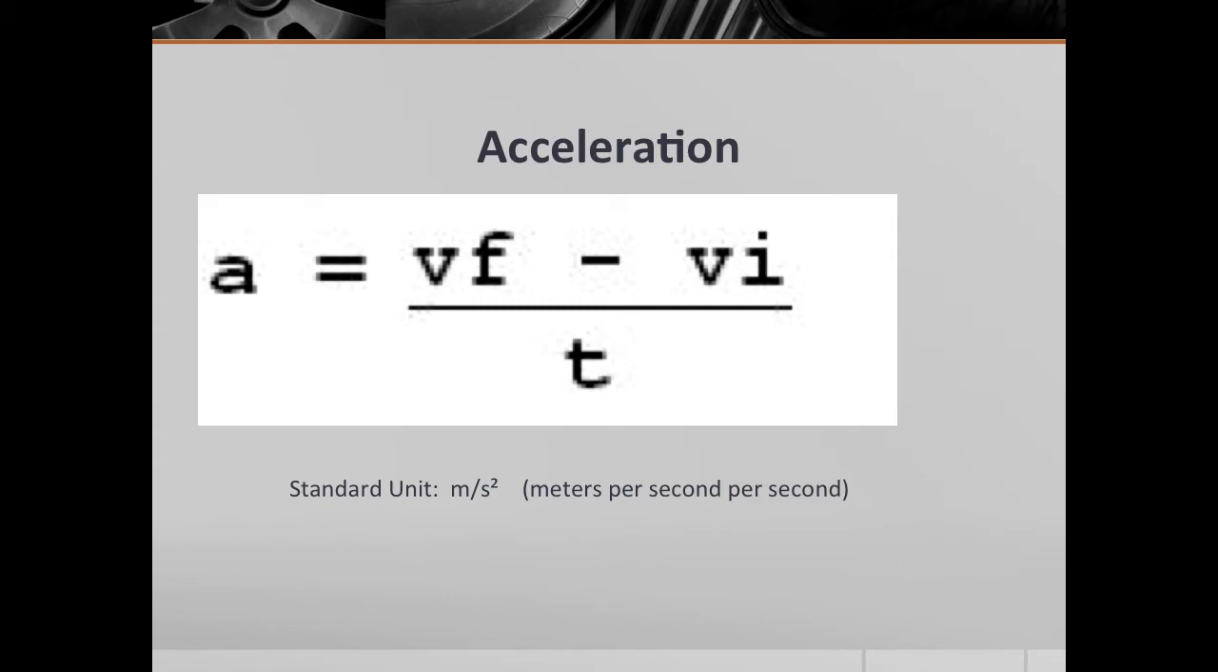This is the equation for acceleration. Vf stands for final velocity, Vi stands for initial velocity, and t stands for time. So what you would do is take the final velocity that the object stopped at minus the initial velocity that the object started at. You would subtract them, and then divide that by the time it traveled. The standard units for acceleration are meters per second squared, or meters per second per second.